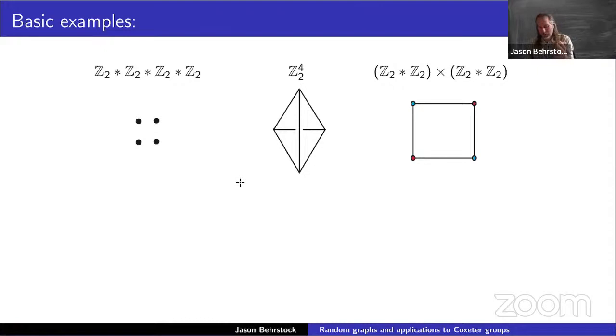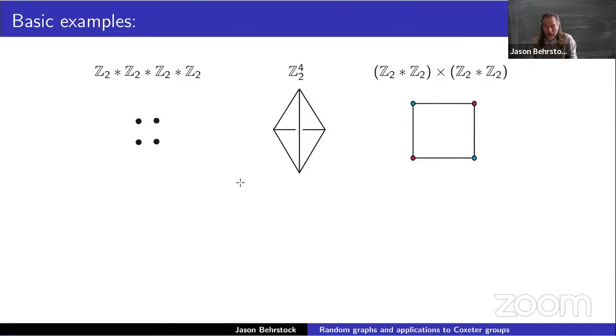So on the left here, I've got no edges. I just have four vertices. And that's the group Z mod two Z, free product Z mod two Z, free product Z mod two Z, free product Z mod two Z. So Russ started his talk with the graph consisting of just three vertices. So it was the free product of three copies of Z mod two Z. So that's one of the simplest graphs you could draw.